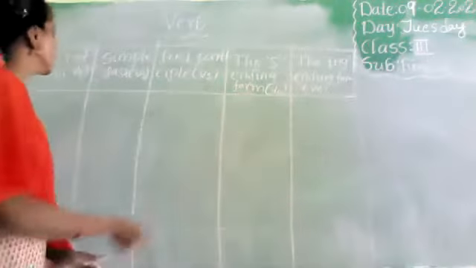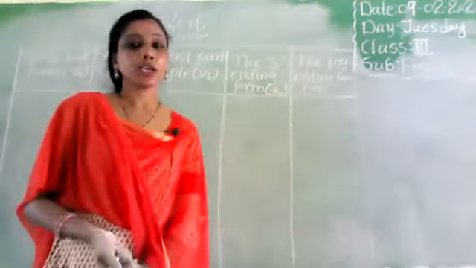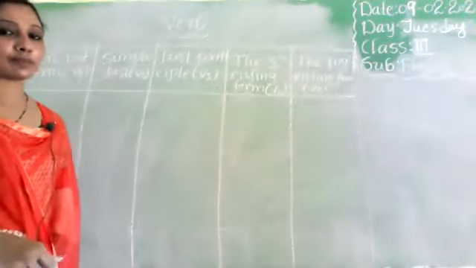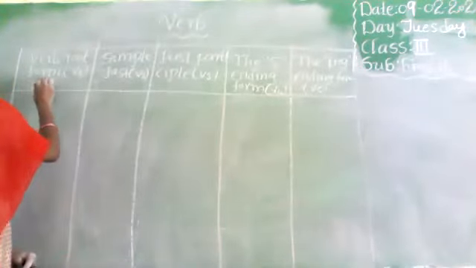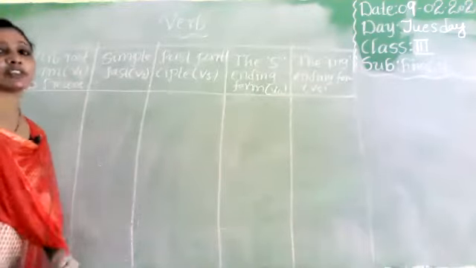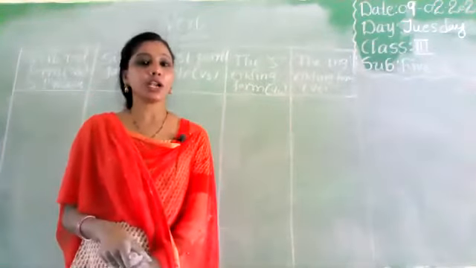Look at here. First one, root form. We can call root form or present form. First one, root form, simple present form. That is V1, simple present also. Or infinitive, we can call infinitive, simple present or root form. So that is called V1 word.